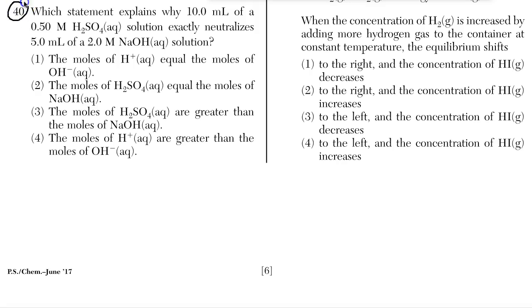So number 40, which statement explains why 10 milliliters of a 0.5 molar H in front, that's an acid, neutralizes, that's a key word that we use in acid-base reactions, of a base. So they're trying to say, why does this amount of this concentration of this acid, which by the way is given to you in table L, and this base is given to you in table K. So these are given to you as acids and bases.